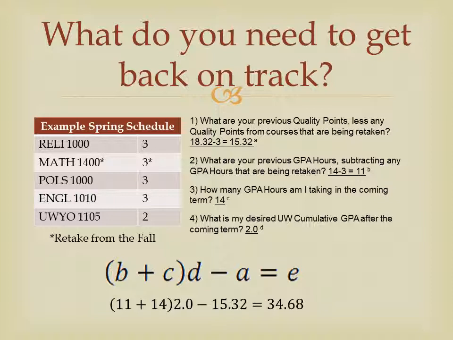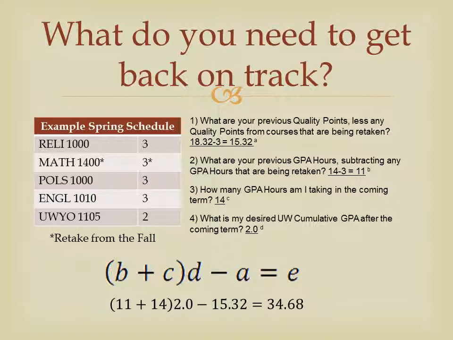So the next question on the assignment says, what are your previous quality points? So you can take a look at that, and you can see on the first page of the assignment, I have a little superscript A and a superscript B. We want to just take those and insert those here, right? But then we want to subtract any quality points from courses that are being retaken, and subtract any GPA hours, right? And that's where it gets a little tricky. If you're not repeating anything, this should be pretty straightforward.